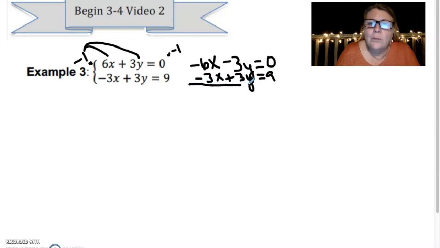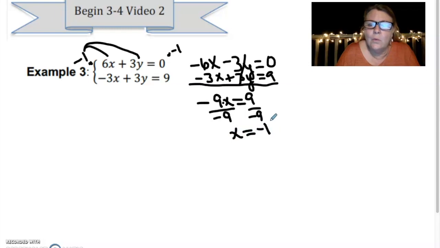Now, when you combine them, that's a +3y and a -3y. That goes to 0y, so those just eliminate. So we would have -9x is equal to 9. Solve for x. It's being multiplied, so you're going to divide by a negative. Don't forget that's a negative. So you're dividing by -9. So x would be equal to -1.